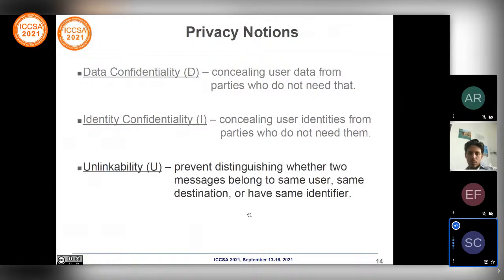Finally, unlinkability. It's the most complex one here. It's for preventing linking messages to the same user or the same destination, or having the same identifier, even if the message is encrypted.